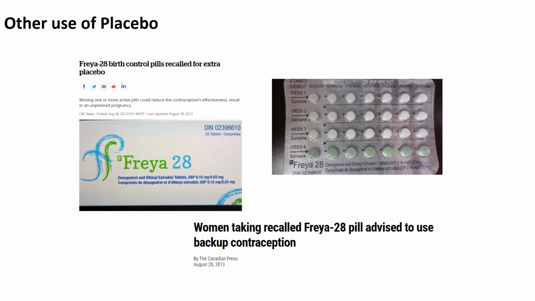The company that makes this drug, they messed up. There was a batch of the pills where they swapped the placebo with the actual pills. So now the white ones don't have medication, but the green ones do. The people are taking the contraceptive thinking it's going to give them protection, but it doesn't. And then they send out an emergency recall and say people who are taking it need to take back up contraception. So that's a lot of trouble for the company.